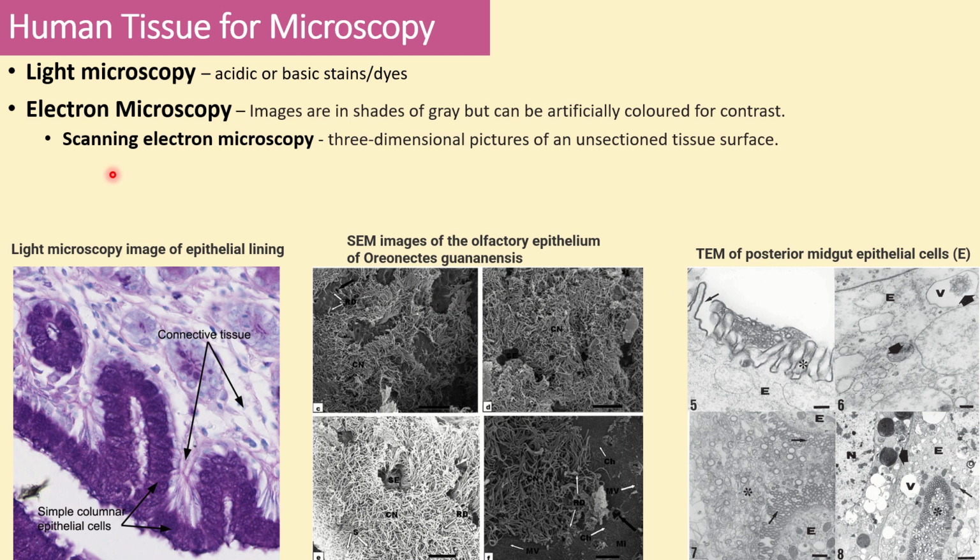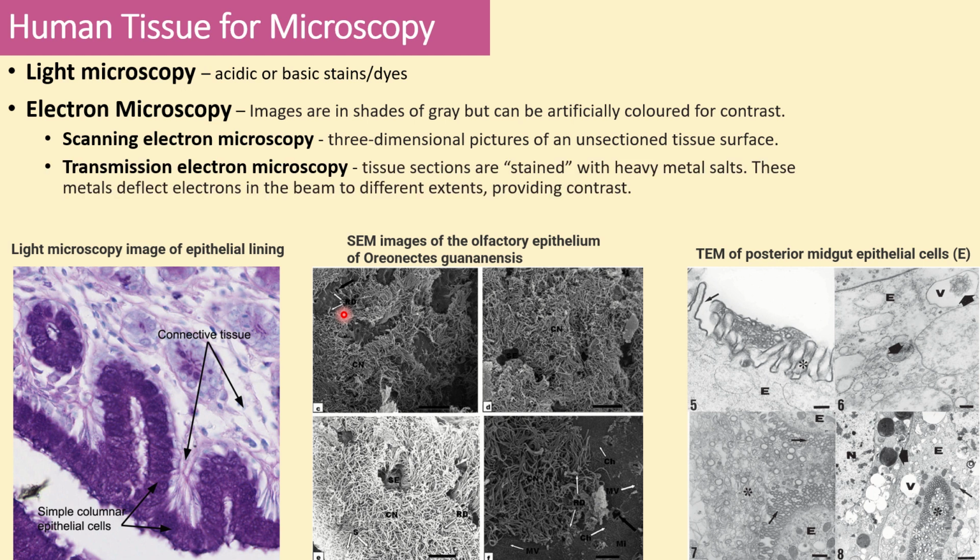For example, scanning electron microscopy gives 3-dimensional structure pictures of unsectioned tissue surfaces. And transmission electron microscopy uses tissue sections which have been stained with heavy metal salts, for example, the TEM of posterior midgut epithelial cells. These metals are responsible for deflecting electrons in the beam to different extents and hence provide the contrast. This is just some trivia information.